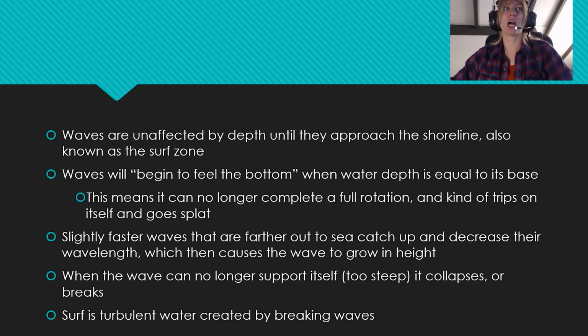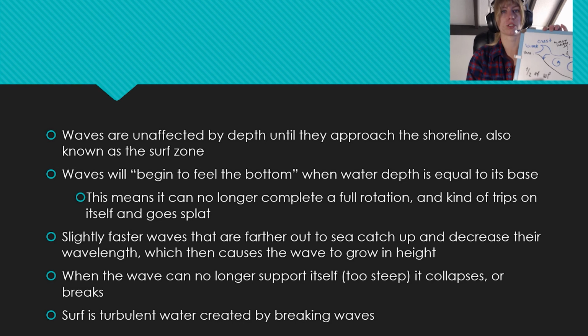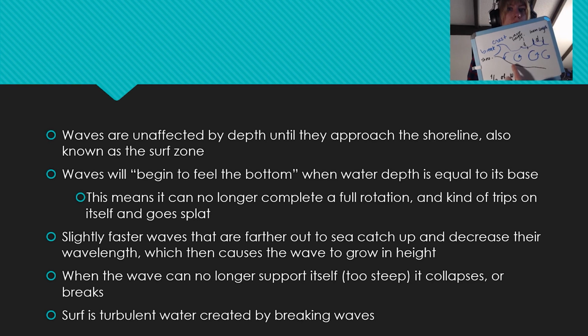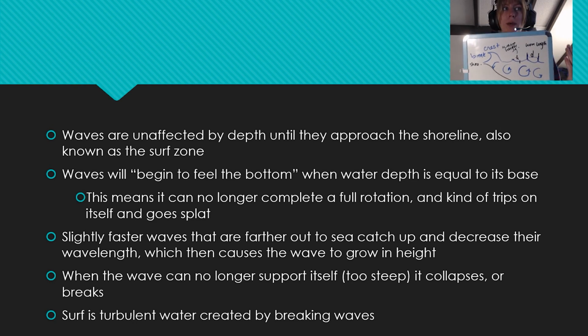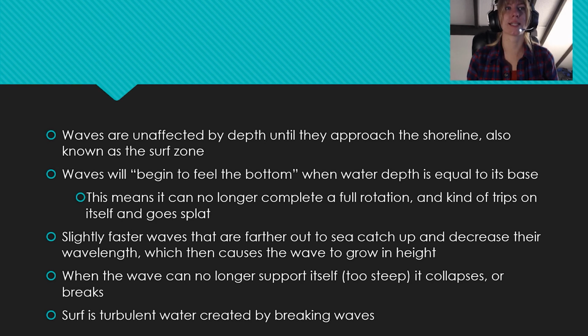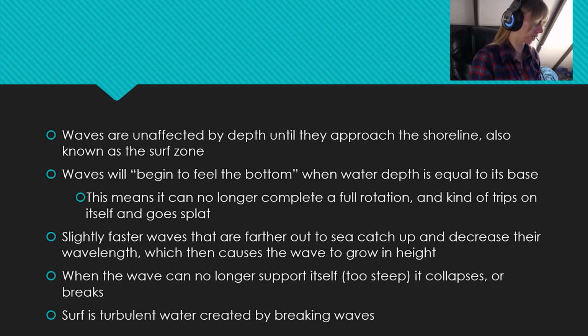Waves are unaffected by depth until they approach the shoreline, which is also known as the surf zone. They will begin to feel the bottom. And when water depth is equal to its base, meaning it can no longer complete a full rotation, it will basically trip on itself, forming a crest, and then go splat and basically break. Slightly faster waves that are farther out to sea will catch up and decrease their wavelength, which then causes the wave to grow in height. So that is how waves end up forming.